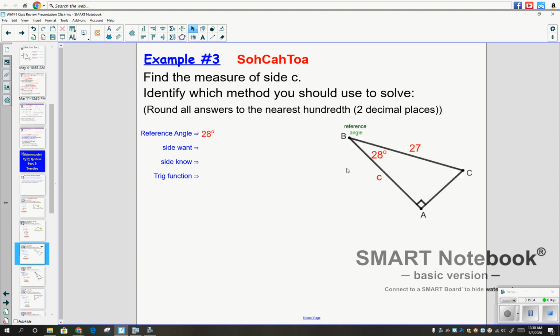Which side do I want to find? I want to solve for C. Which side do I know? 27. Well, as I look at this, 27 is across from the right angle, so that's my hypotenuse. C is the leg that is next to my reference angle, that is adjacent. The side I don't have anything with, that is my opposite side. So C is adjacent, 27 is hypotenuse. Which trig function uses adjacent hypotenuse? Yes, cosine does.